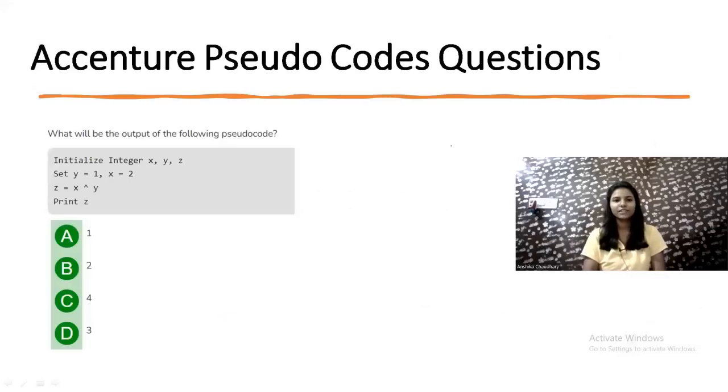So this is the very first question. What will be the output of the following pseudocode? Here are some integers x, y, and z, and then values are assigned to them. Y is assigned 1 and x is assigned 2. This is the XOR operation performed on x and y, and then it will be assigned to z. So what is x XOR y? What is the value of x? The x value is 2, then XOR, and what is the value of y? The y value is 1 here.